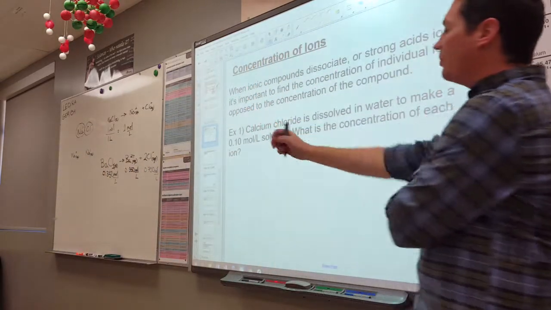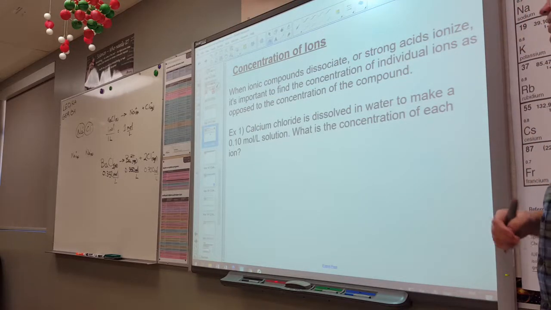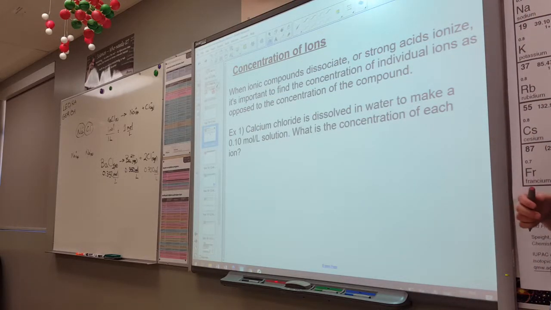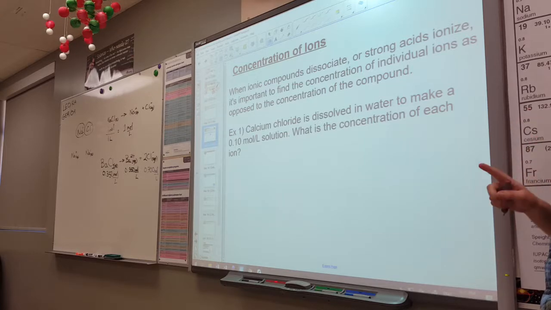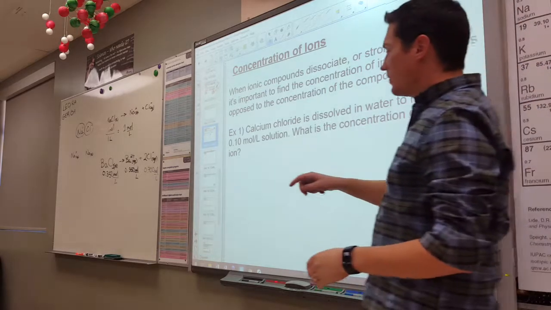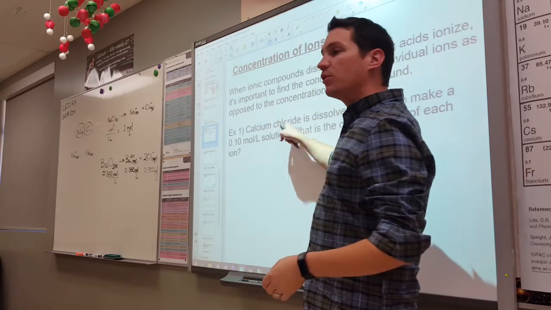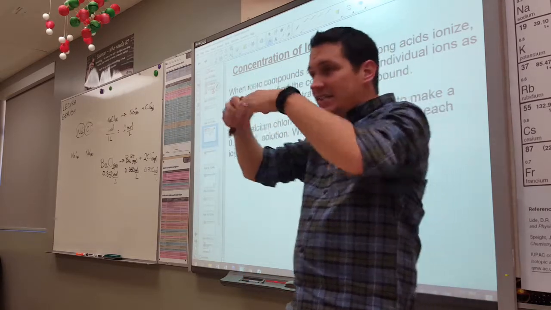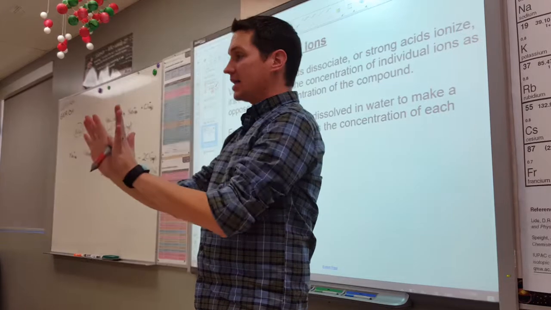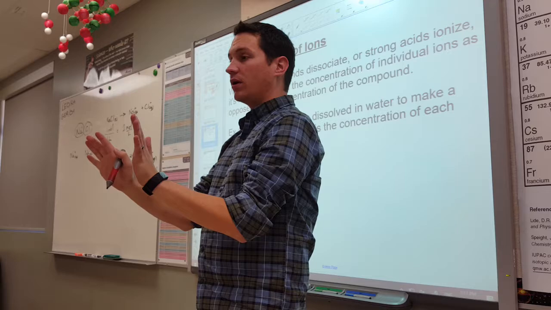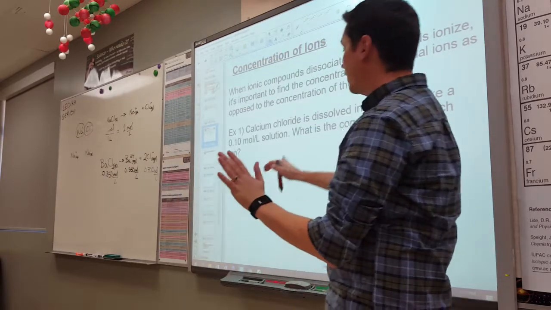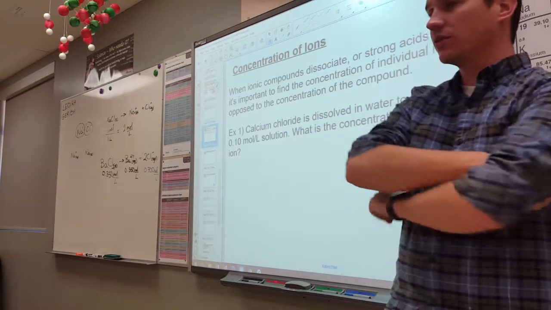We have, in example 1, calcium chloride dissolved into water to make a 0.10 mole per liter solution. Remember, that's of our solute. What is the concentration of each ion? Now, the first thing I want us to recognize is when calcium chloride splits up, it can be represented as a reaction, right? A dissociation equation. That's what I want you to write down right now. I want you to write down the dissociation equation for calcium chloride.